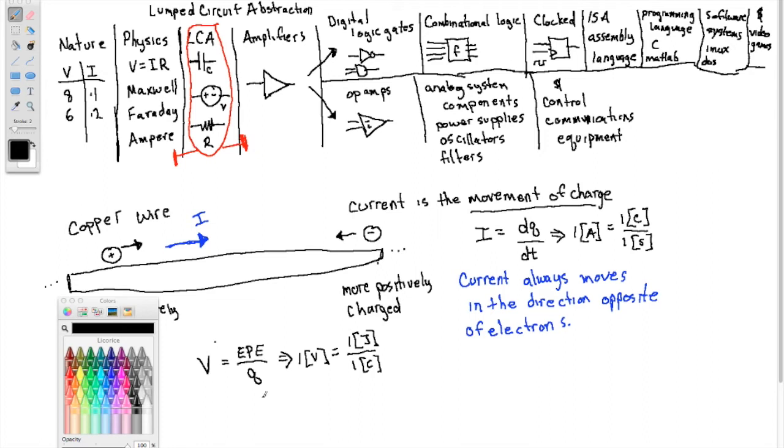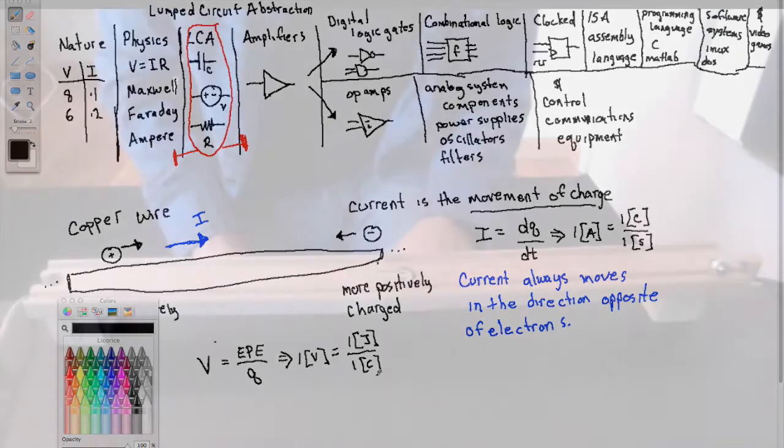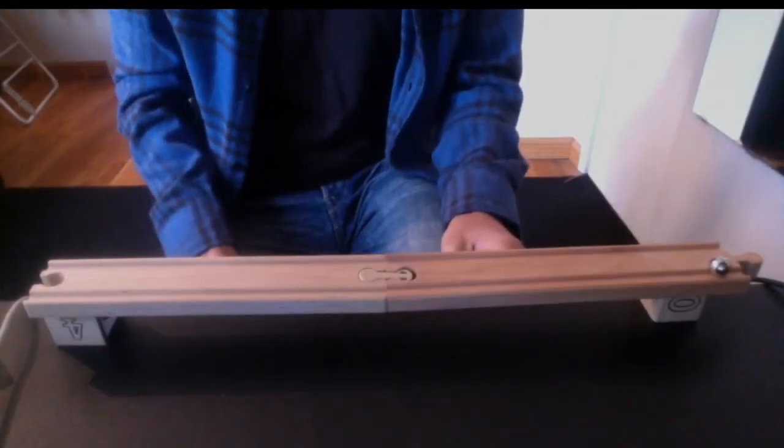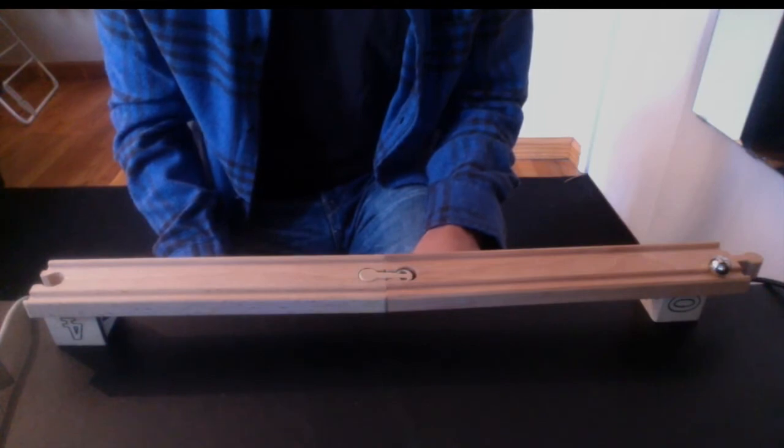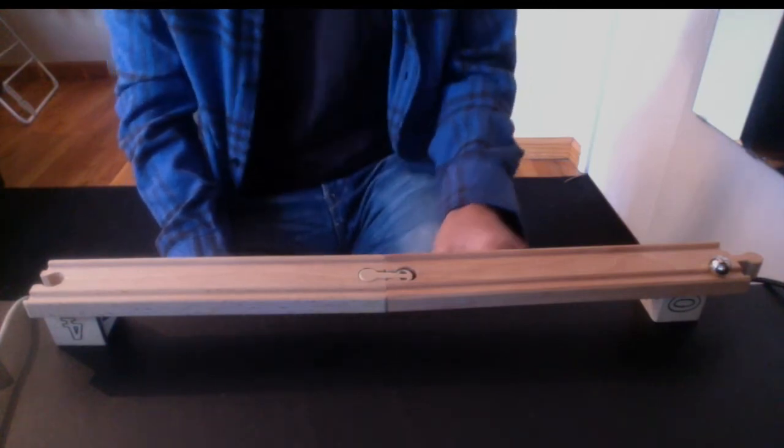Okay, so it's back to voltage. A voltage is an electrical potential energy normalized by charge. Electrical potential energy. So you've dealt with potential energy from physics. Okay, gravitational potential energy.